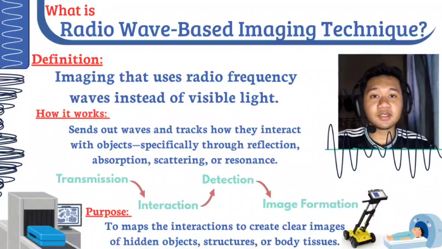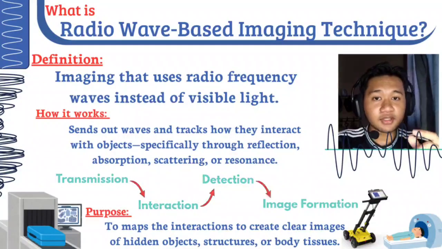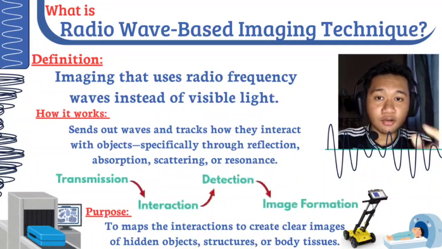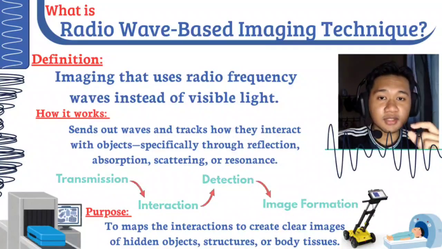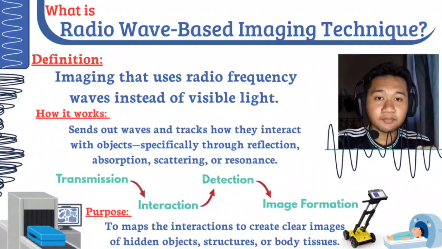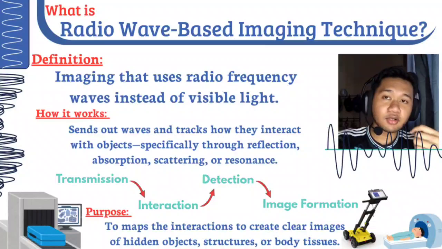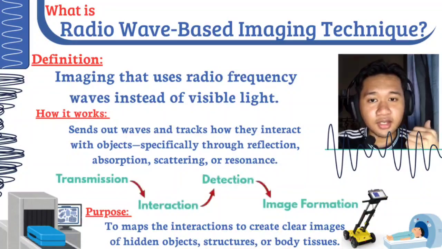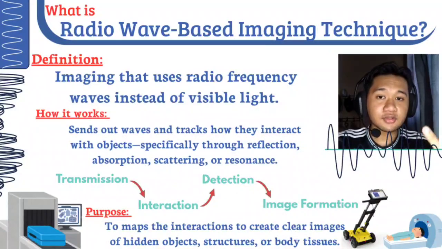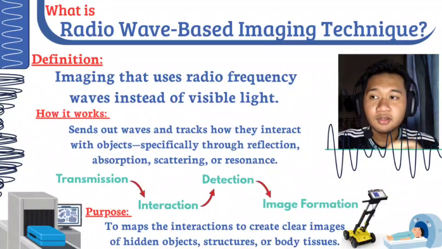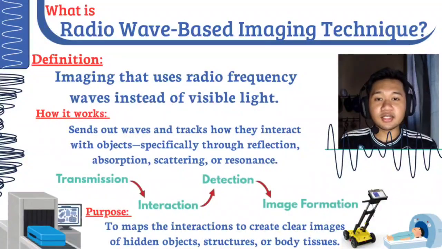Next, the detection. Here, sensors pick up the returning signal. These echoes carry information on what the waves encountered. Lastly, the image formation. Here, computers process those signals and turn them into an image. What was invisible to our eye, like underground pipes, brain tissues, or objects under clothing, suddenly becomes visible. Well, that is basically how a radio wave based imaging technique works.